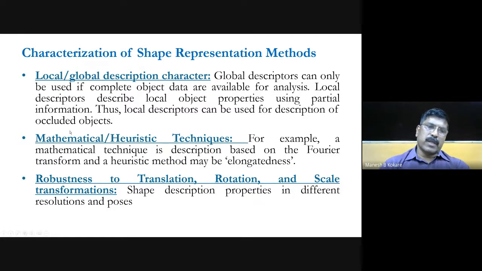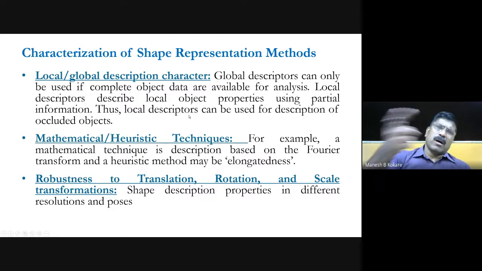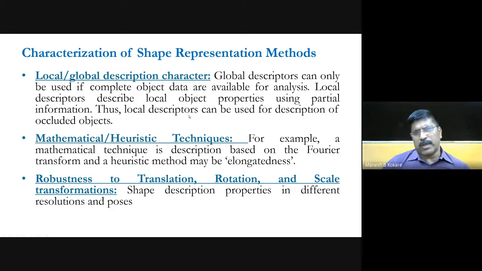Then the fifth characterization is whether your technique is a mathematical or a heuristic technique. Your technique can use mathematical equations. For example, a circular object can be represented by a circle equation, or a rectangle can be explained, and so on. Or there are some techniques which really cannot be explained with simple mathematics, but can be characterized by using a heuristic technique.